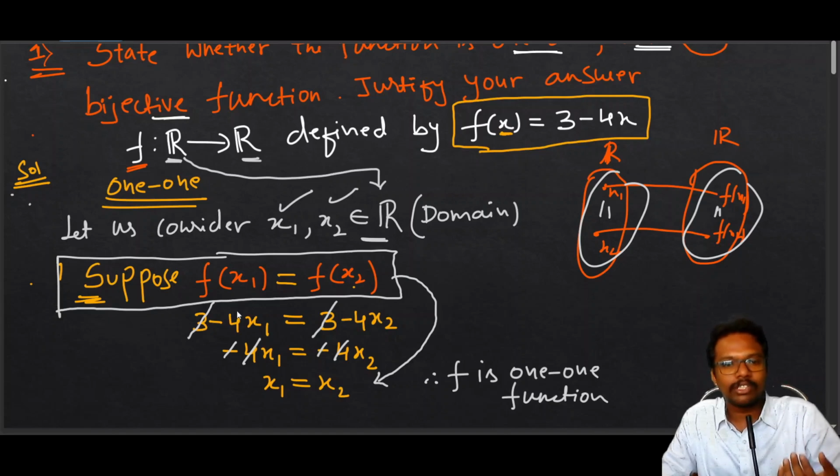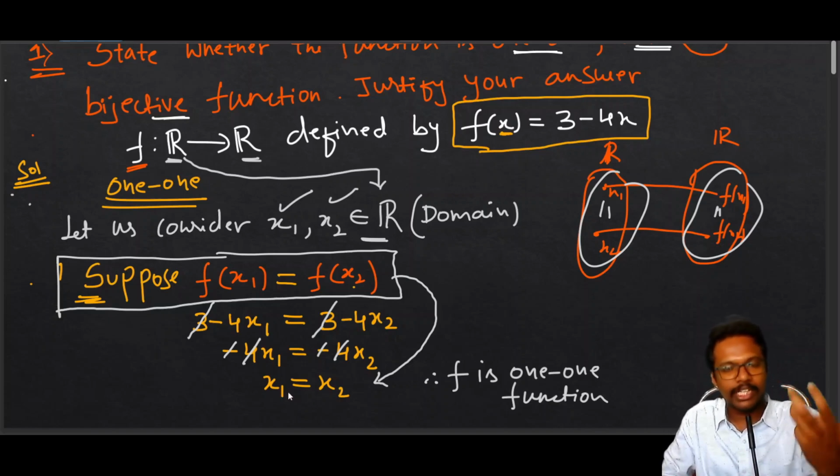Now f of x1 changes to f of x, they have given 3 minus 4x. Now f of x1 changes to 3 minus 4x1 equals 3 minus 4x2. If we cancel 3 and minus 4, so now at last we have remained x1 equals x2. F is one-one function. I hope you understood the one-one function here.